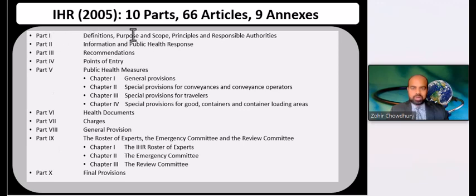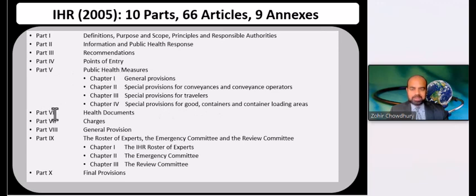The first part focuses on the definition, purpose and scope, principles, and responsible authorities. The second part focuses on the public health response. Third part on recommendation. Fourth focuses on international point of entry. And fourth, again, public health measure divided into general provision as well as special provisions for ships, airplanes, and other operators. The third chapter focuses on the travelers, and then the fourth chapter focuses on the goods, containers, and other loading areas that potentially need to be regulated as a public health measure.